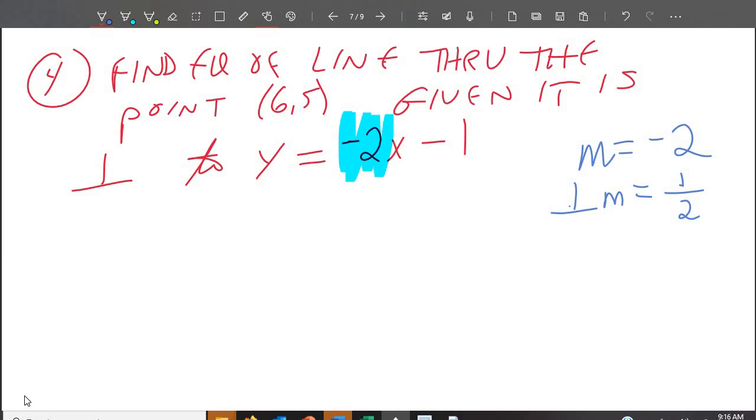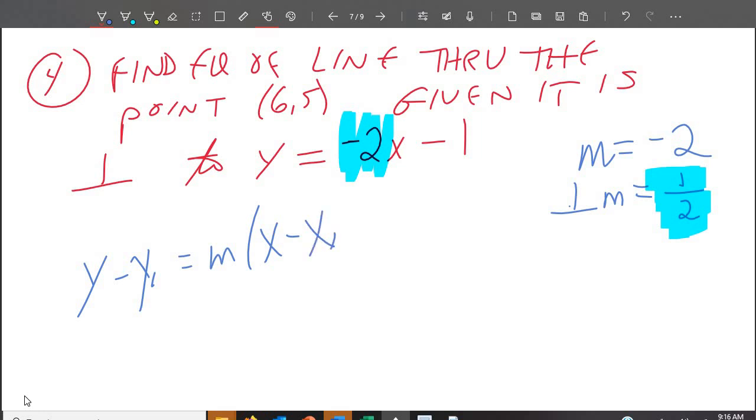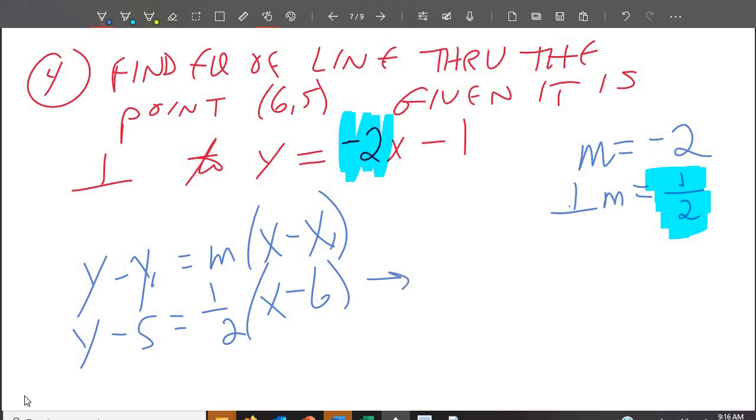So what we end up with is, this is the slope we're going to use in my formula. It's y minus y1 equals m times x minus x1. Alright. Now the y is 5. We just figured out the slope was 1/2. And the x is 6.